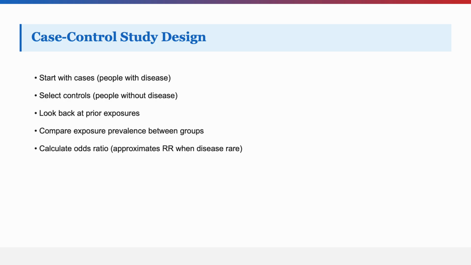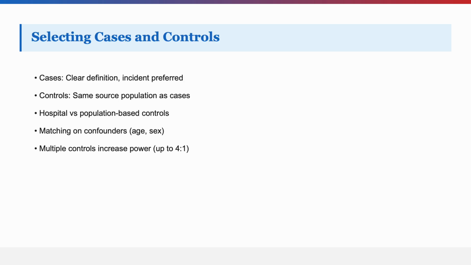The measure of association is the odds ratio. Because we sample based on disease status, we can't calculate true risks. But when disease is rare in the population, the odds ratio approximates the relative risk. Case and control selection are the critical methodological decisions. For cases, you need a clear, standardized definition. Incident cases, newly diagnosed, are preferred over prevalent cases because prevalent cases overrepresent survivors.